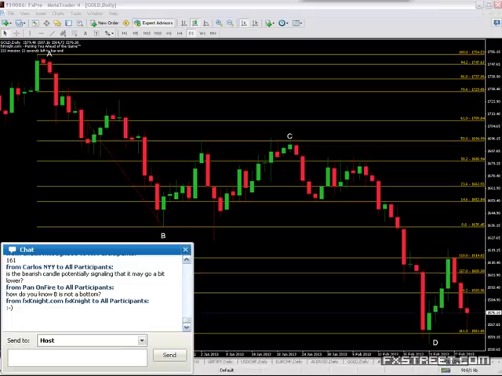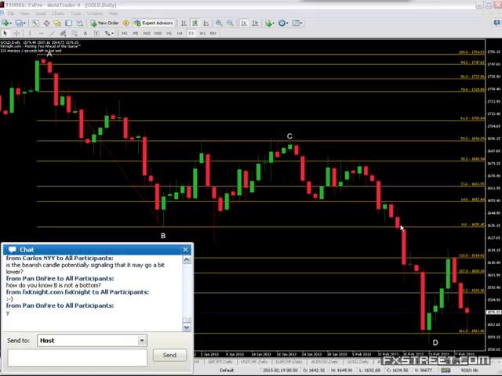How do I know B is not a bottom, Pan? Well, it is a bottom when I see that it bounced. Or do you mean, how do I know that it's not going to bounce again here? Is that what you're asking me? For a double bottom, you got to add some other indicators to help you confirm the Fibonacci signals. Some of my favorites would be ADX, Average Directional Index. It measures the strength of a trend.